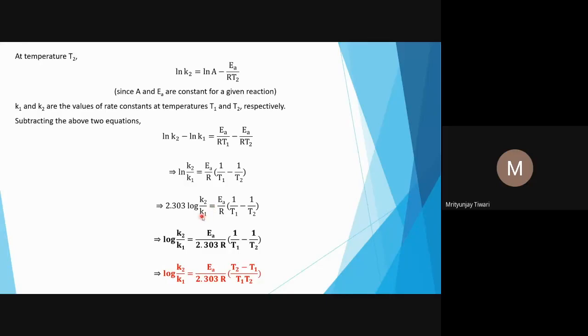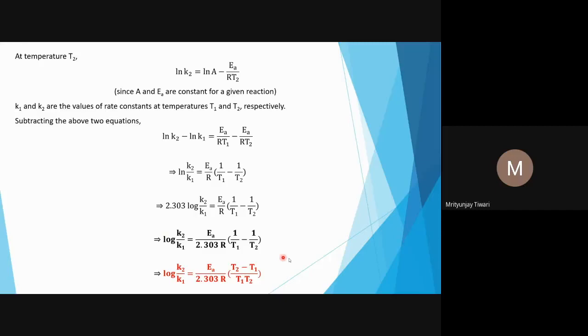One thing you should remember here is that for K2 by K1, whatever unit you take, those units will be cancelled out. So in solving numerical problems, we only put the numerical values here and not the units, because the units will be cancelled out. We will see later on how they get cancelled out. So from here this 2.303 will go here, so log K2 by K1, where this is log base 10, is equal to EA divided by 2.303 R into 1 upon T1 minus 1 upon T2.